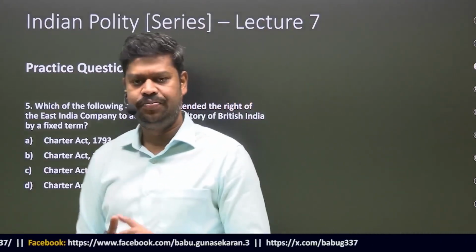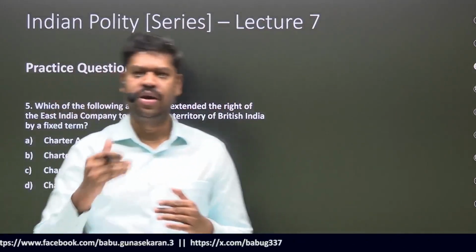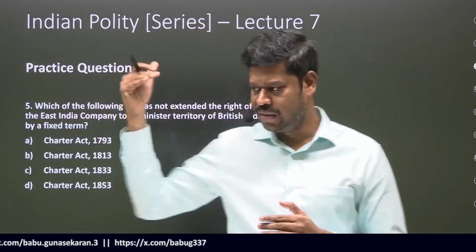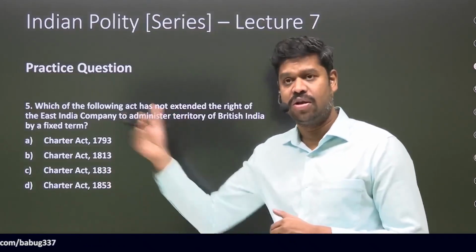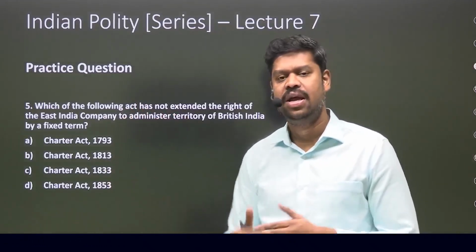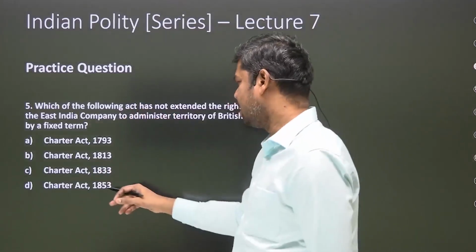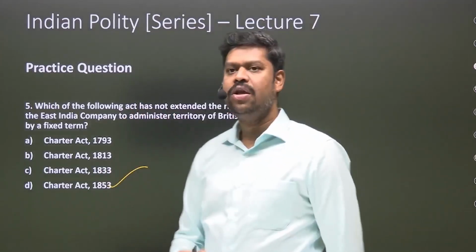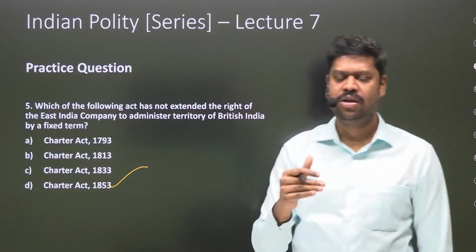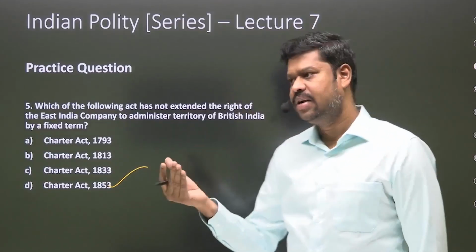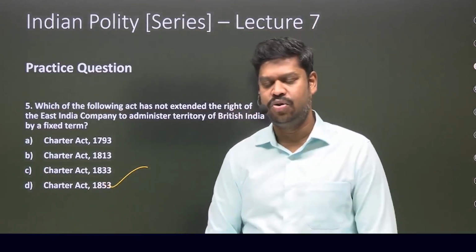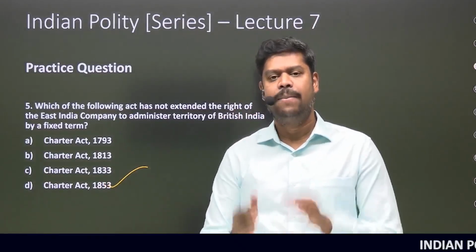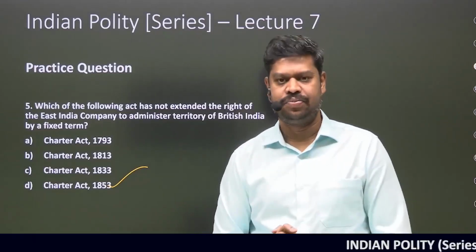However, one charter act did not provide for any fixed timeline for the Britishers to rule India, and that charter act is nothing but the Charter Act of 1853. So if you have listened to our lecture properly, you will understand that the Charter Act of 1853 gave the permission to the East India Company to carry out the administration, but without giving a fixed timeline.